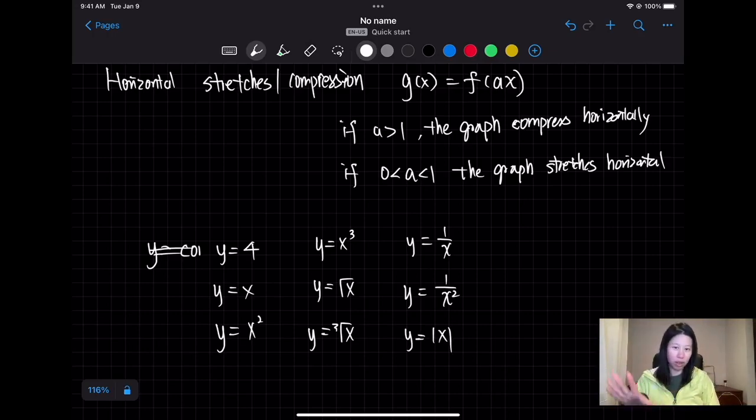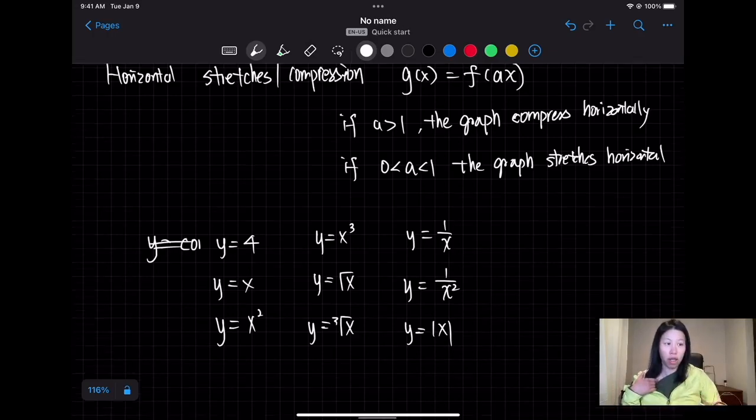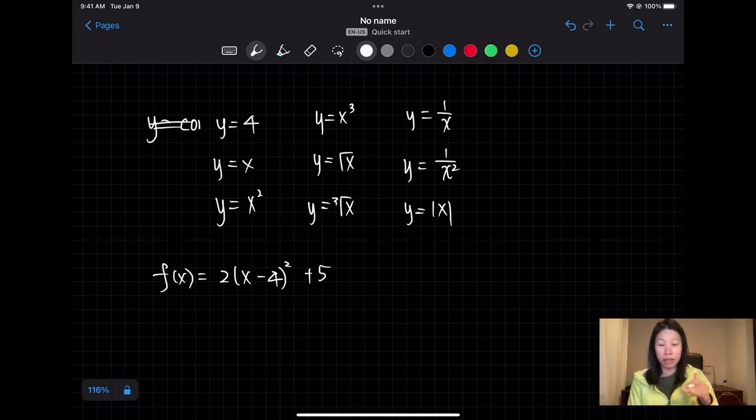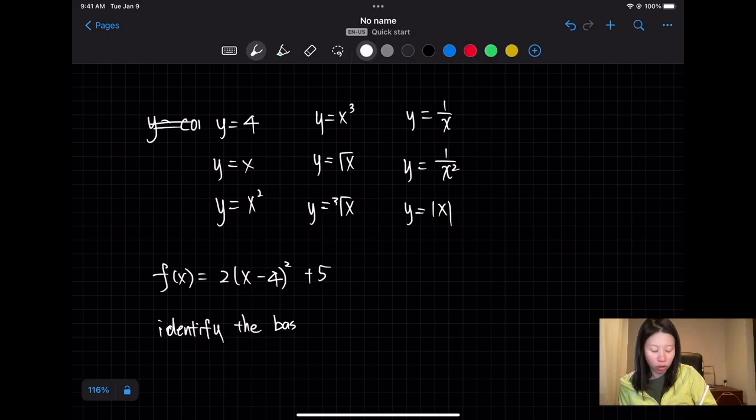So how does this relate to function transformation? If I tell you, hey, could you give me a graph of (2x minus 4) squared plus 5, what does the function look like? Well, you see there's a square. The first step is you need to identify the basic, or the toolkit, or the parent function.